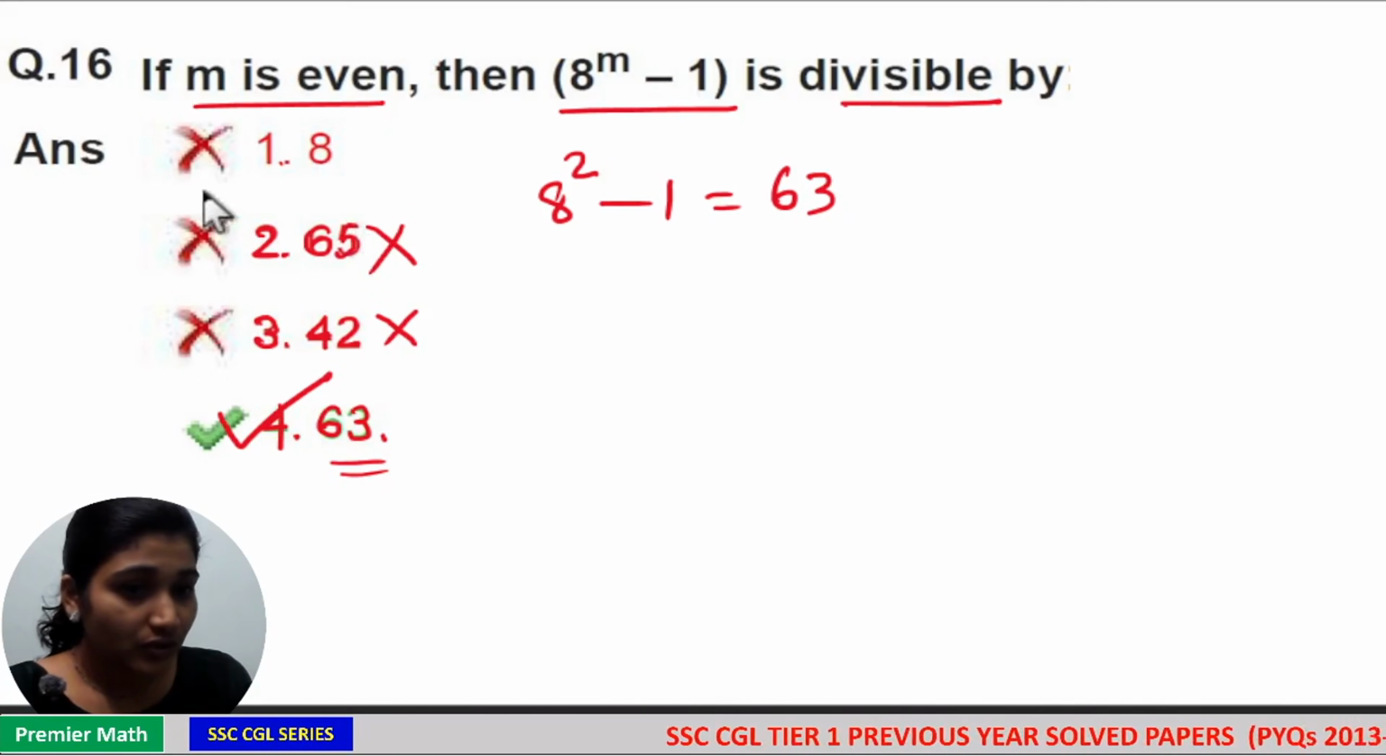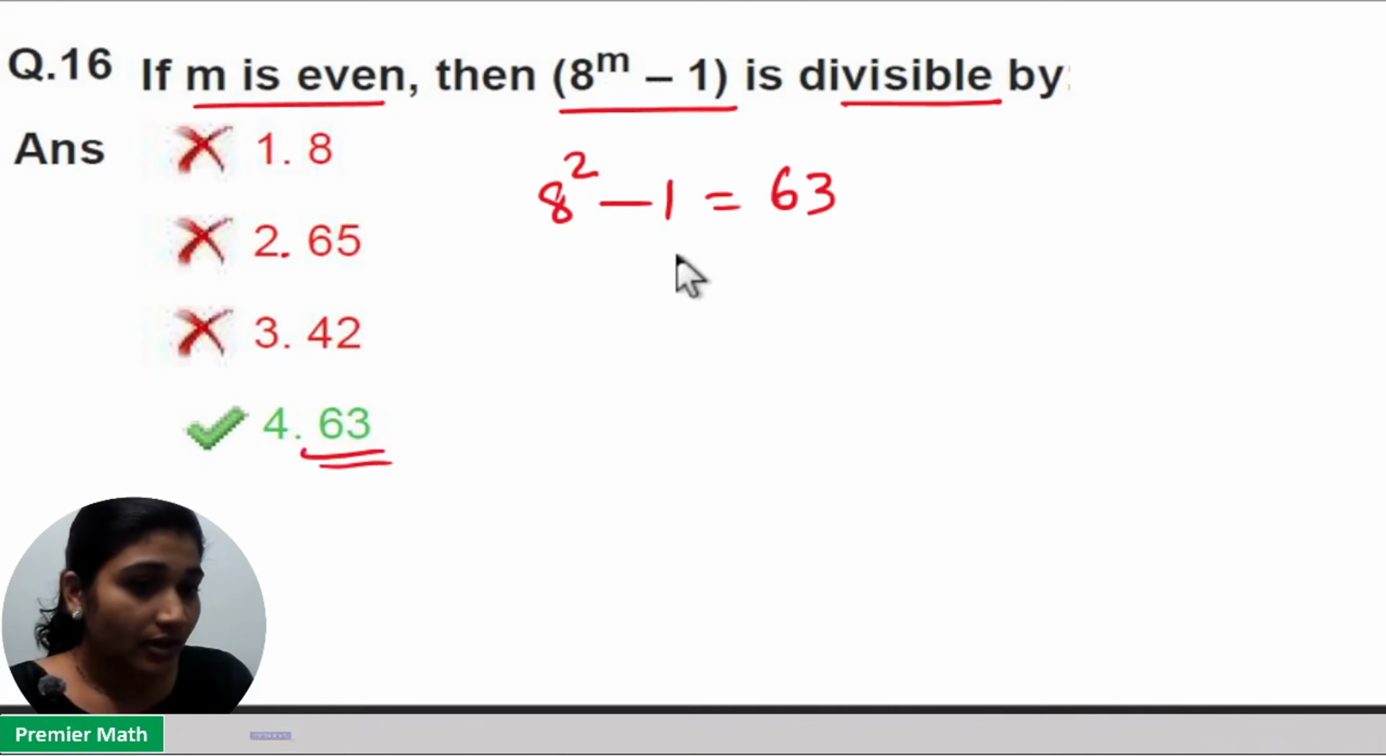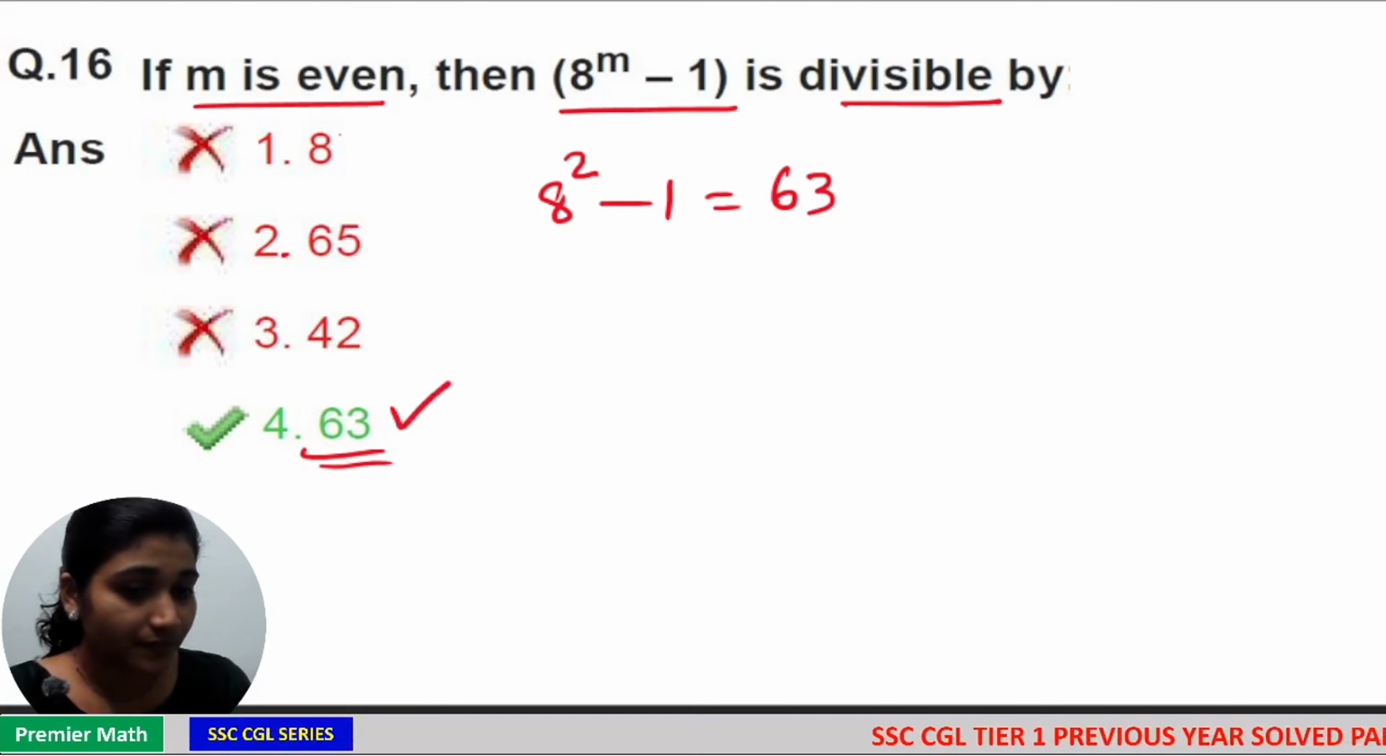Here, you don't have to check with other even numbers, because when you put an even number value, the result is not divisible by first three options. Then you can directly choose the answer as option 4.